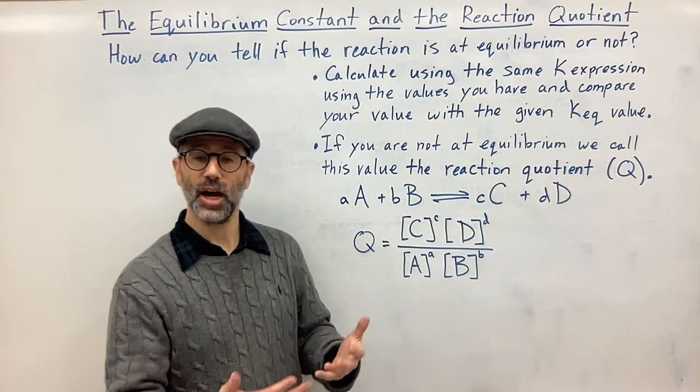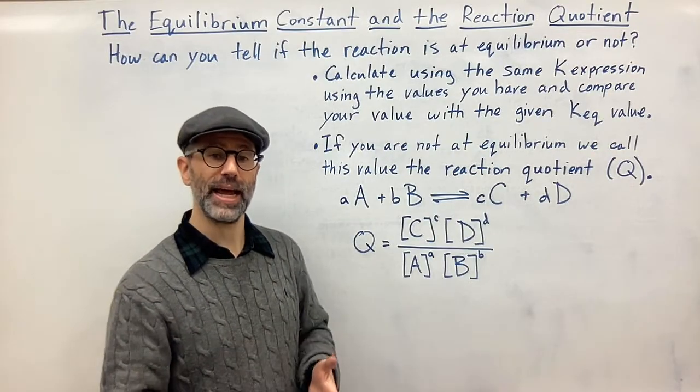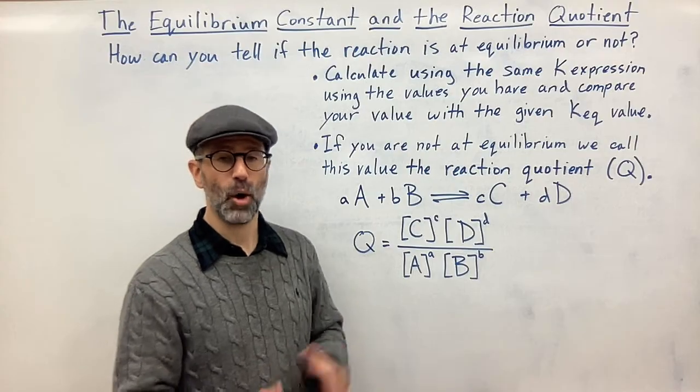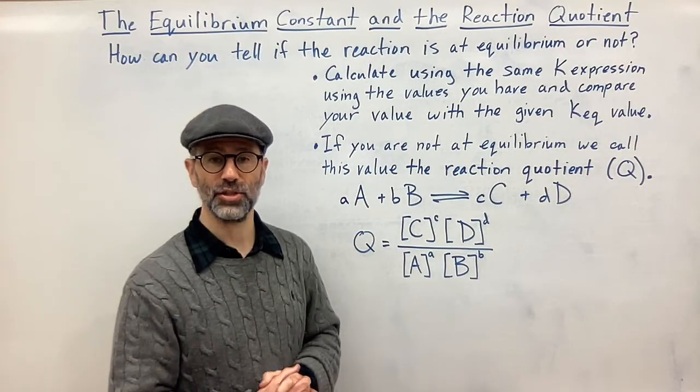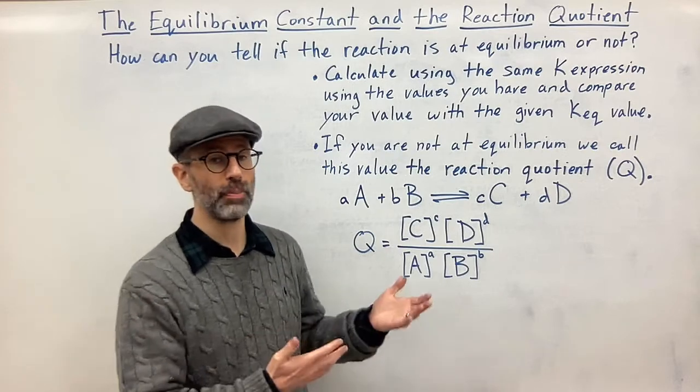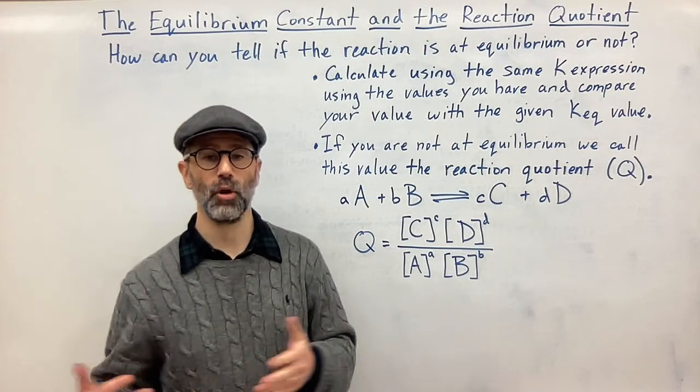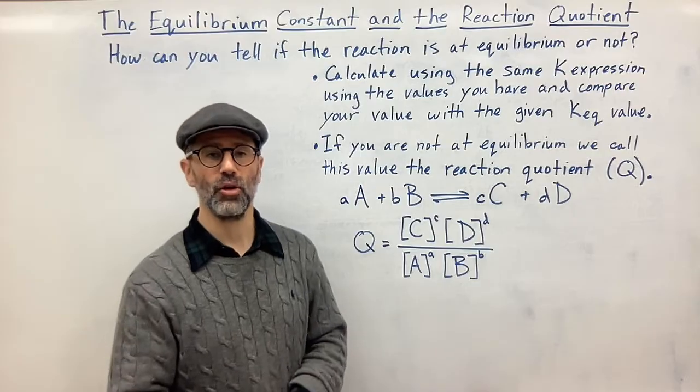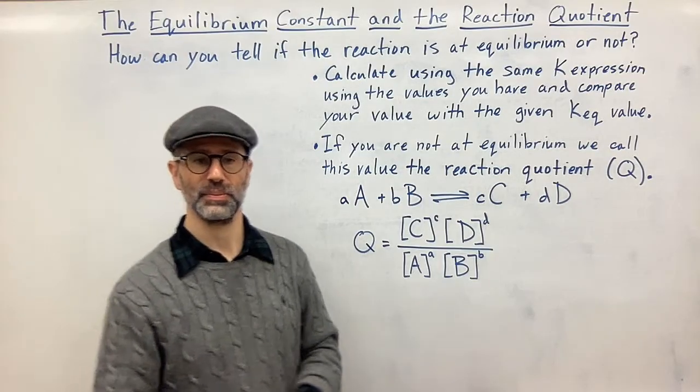So let's talk a little bit about how we can use K to figure out which direction the reaction is going to move. Is it going to move to the right? Is it going to move to the left? Do we have more products than we need, or do we have more reactants than we need? Right? So let's get into that next.